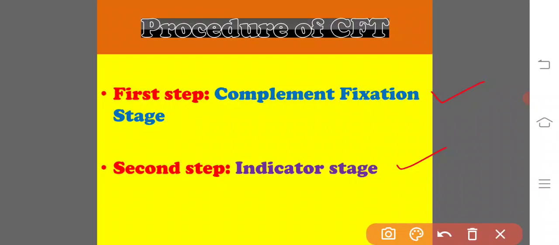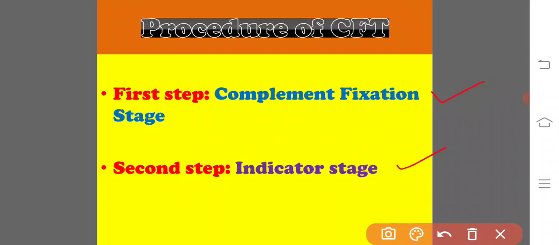First step related to complement fixation stage, and the second step related to indicator system. What happens in the complement fixation test stage: in vitro, a known antigen is mixed with test serum lacking complement but having antibodies. If the antibodies are specific to the antigen, formation of the immune complex occurs. Now the complement is added to the sample.